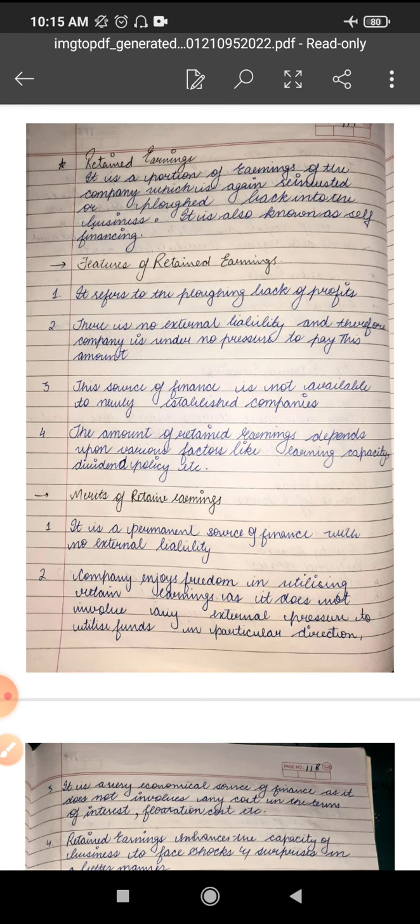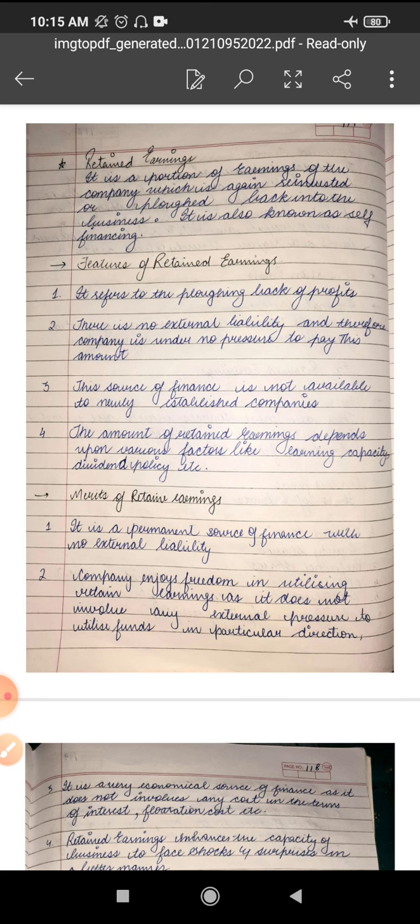Retained earnings. See, at the end of every year, a business earns a profit. A portion of profit is distributed as dividend to the shareholders to make them happy, and a portion is reinvested back into the business, that is known as retained earnings. So, a portion of profit which is flowed back into the business is known as retained earnings.